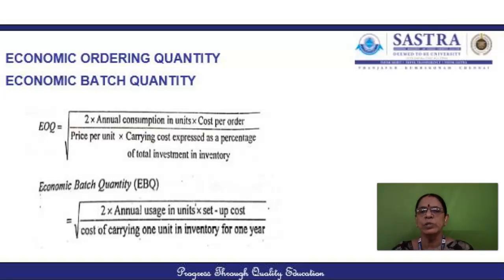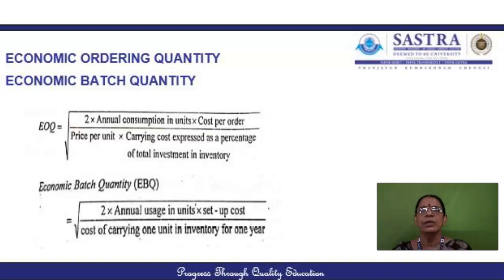EOQ is equal to square root of 2 into 8000 into 250 divided by 25% of 25 rupees. We'll get 800 units. The existing policy of purchasing 2000 units per quarter is not optimal.